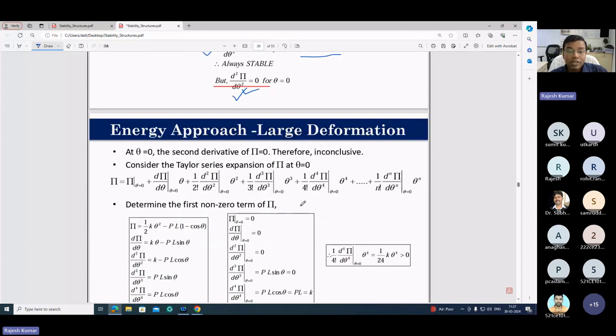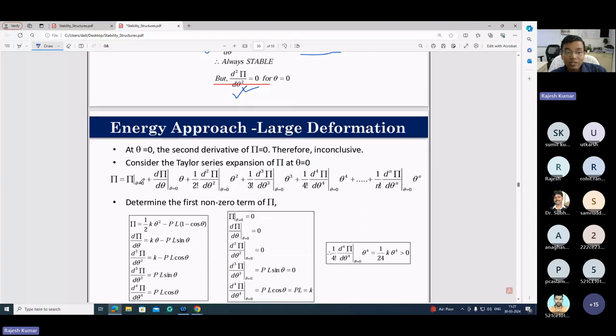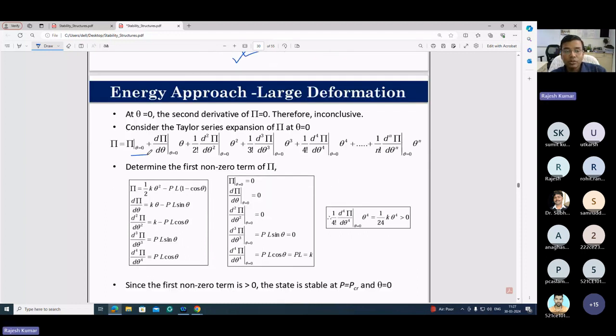This is inconclusive, which means you have to perform a Taylor series expansion for the potential energy at theta is equal to 0. Clear? So the Taylor series expansion is this: pi is equal to, exactly at theta equal to 0, del pi by del theta into theta, plus half, del square pi by del theta square. This is nothing but the Taylor series expansion. And please try to find the first non-zero term of pi in this Taylor series expansion. Once you expand it, what are the non-zero terms?